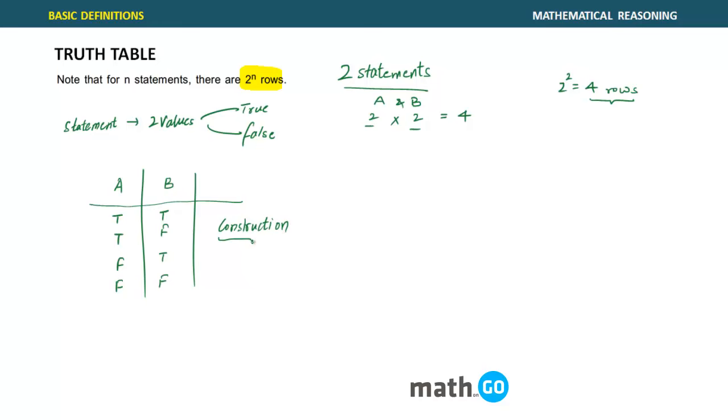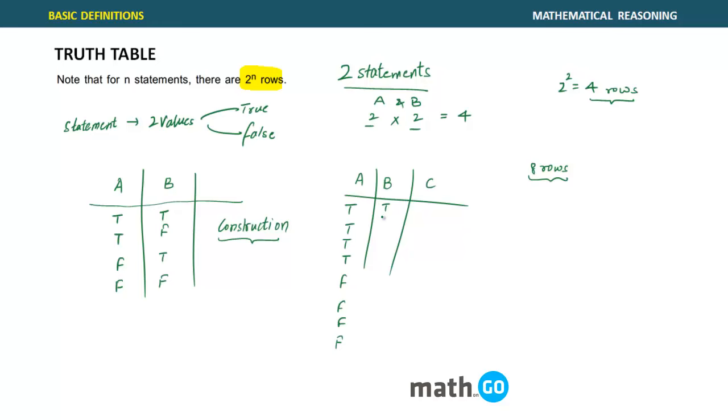Basically, that is what we have done. So let's say there are 3 variables. Okay, let me take 3 variables for you: A, B and C. So how many rows should be there? 8 rows for 3 statements, right? So what you will do is 4 T's starting, then 4 F's, for A.